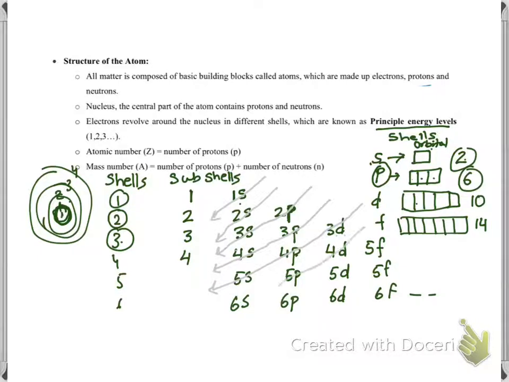So you follow these arrows, because these arrows tell you which energy level to fill first. And this is what we call Aufbau's principle, that you fill the lower energy levels first, followed by the higher energy level.